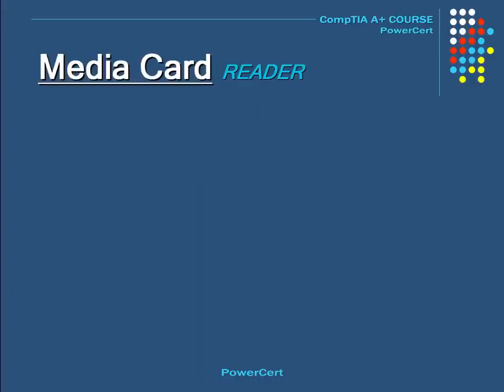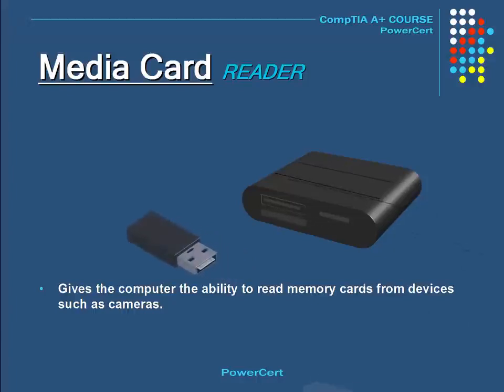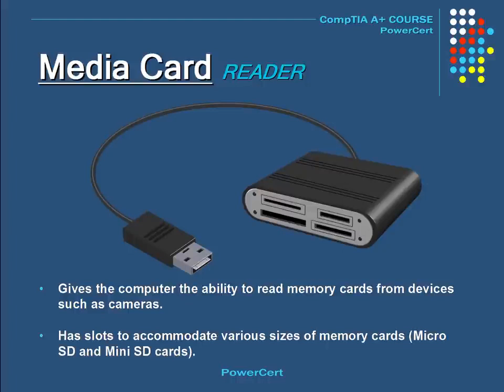A media card reader gives the computer the ability to read memory cards from devices such as cameras. It's a small device that usually has a USB cable attached at one end that connects to a computer. And then the body of the reader has slots to accommodate various sizes of memory cards. For example, micro SD and mini SD cards. And then once installed, the data from the memory cards can be read and transferred to the computer.